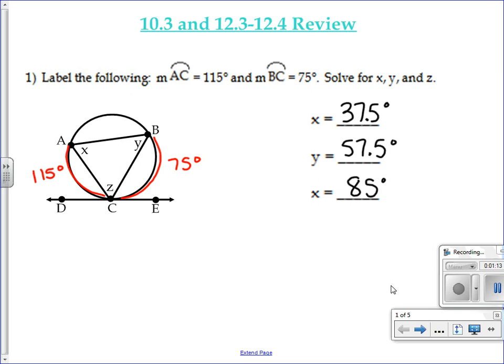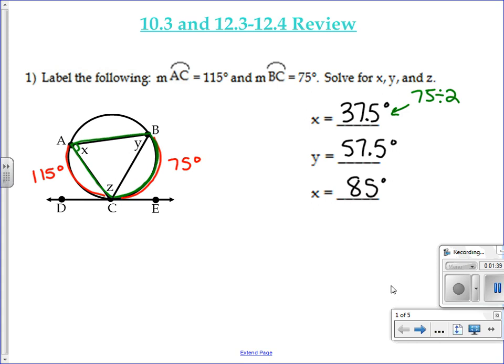Now these angles are all inscribed angles. So let's start with angle X. When you highlight angle X, its intercepted arc is going to be this 75-degree arc. So the rule for inscribed angles is that it's going to be half of the arc. So you're just going to do 75 divided by 2. That's how you get 37.5.